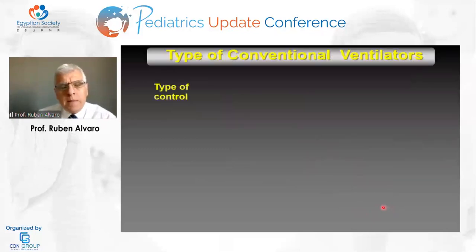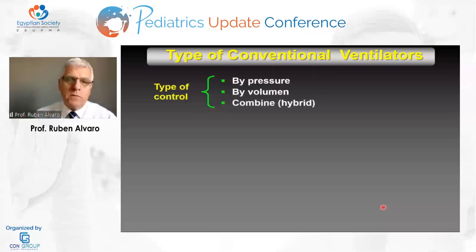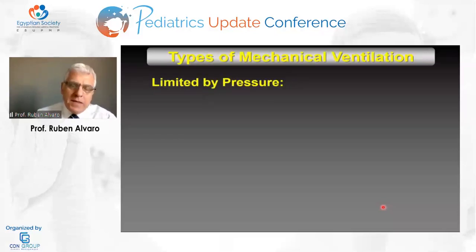So you can divide the type of conventional ventilators according to the type of control you're using, as we just explained. The first one is controlled by pressure. The second one is the one controlled by volume. And the one that we are using nowadays, especially here in North America, and I would say in most units here in Canada, is what we call the combined or hybrid, okay? That uses a combination of both pressure and volume. So there are advantages and disadvantages of both types of controls.